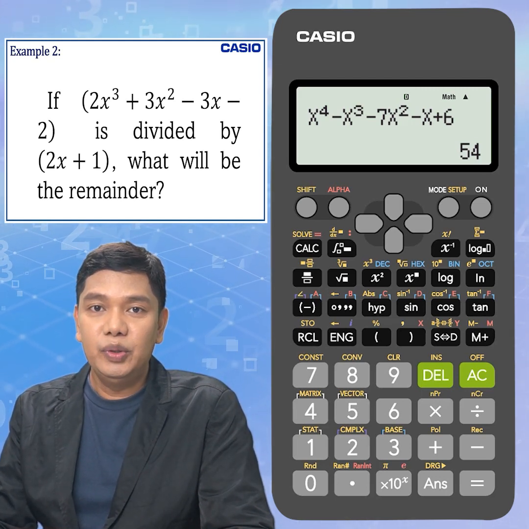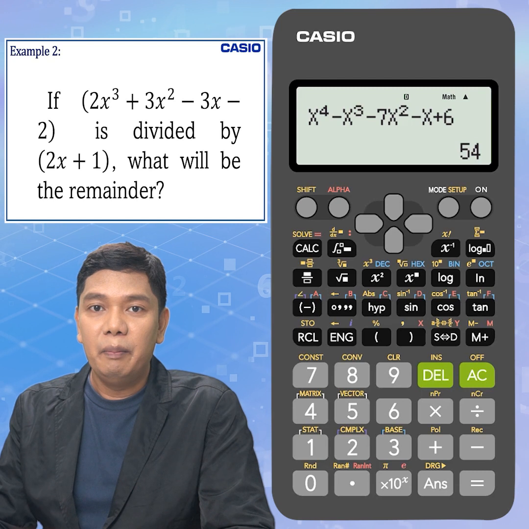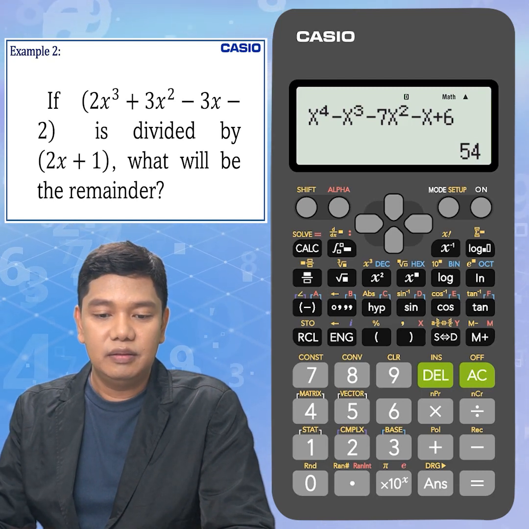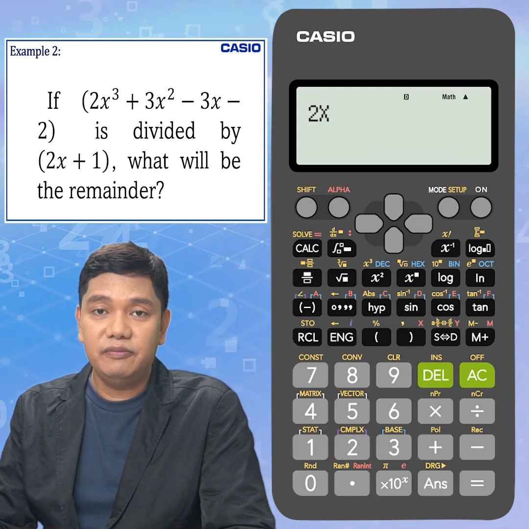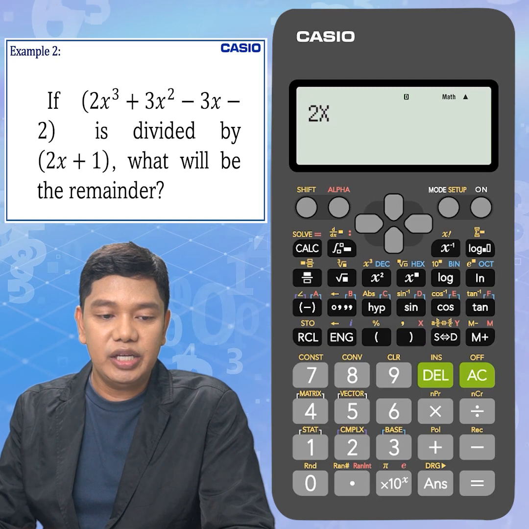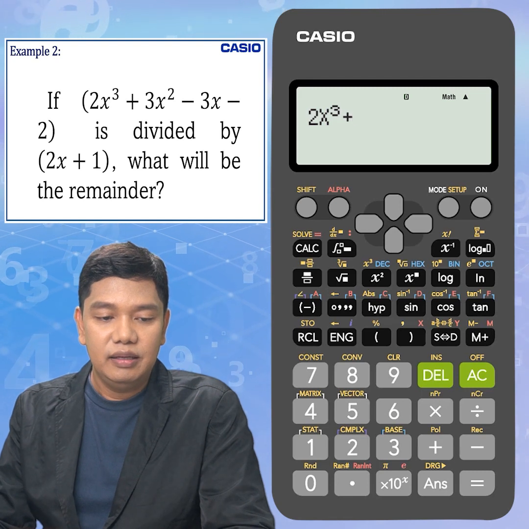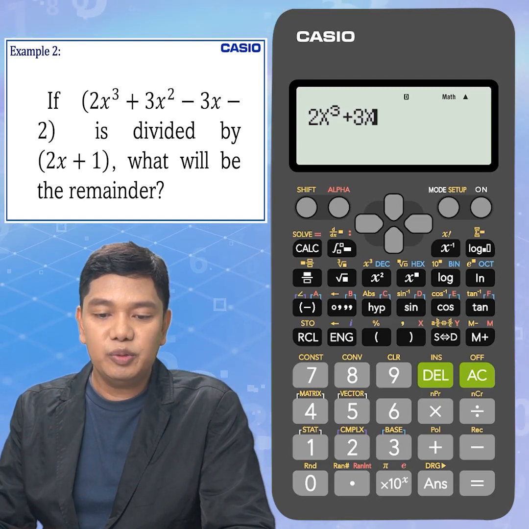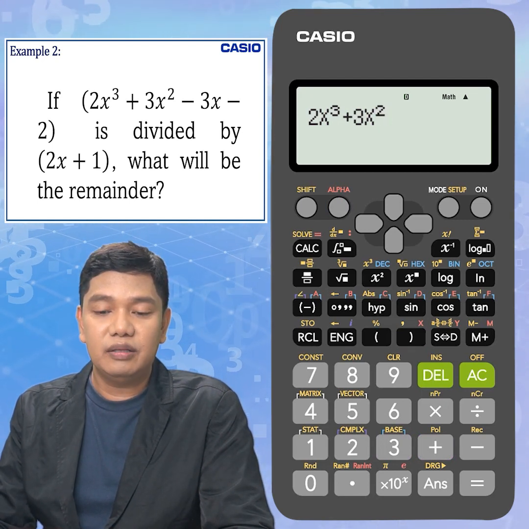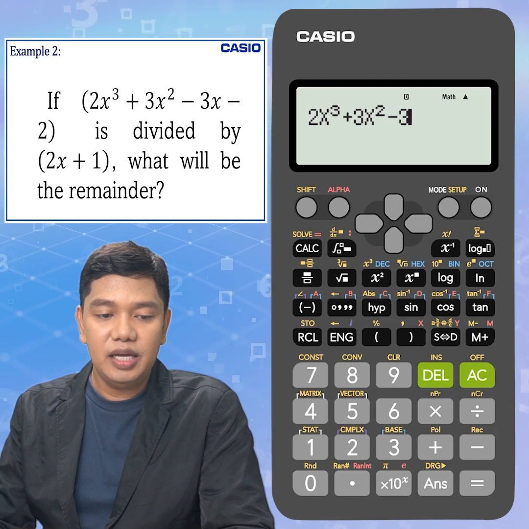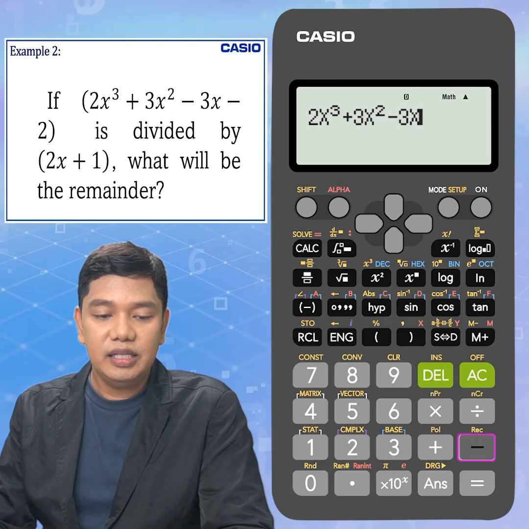Doing so, input in our Casio ES Plus calculator our algebraic expression by pressing the following buttons. 2, alpha, close parenthesis for the x variable, immediately followed by shift and then the square button to have the exponent 3, plus 3 alpha, close parenthesis, followed immediately by the square button to have the exponent of 2, minus 3 alpha, close parenthesis, to have 3x, and then lastly minus 2.